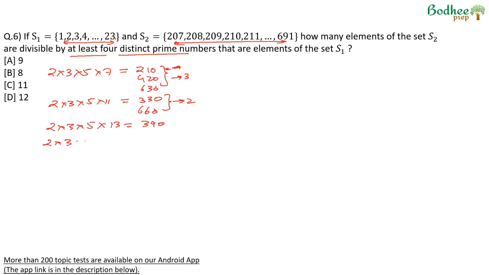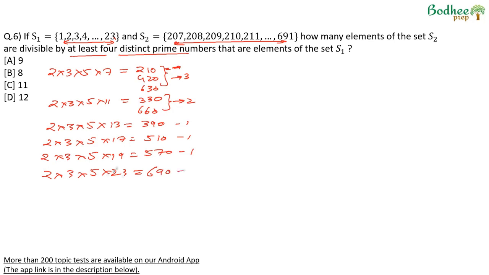So only one number. 2, 3, 5, 17. 17 into 3 is 51, into 10 is 510. 2, 3, 5, 19. 19 into 3, 57, into 10, 570. Cannot be doubled. 2, 3, 5, 23 is the next prime number. So 23 into 3 is 69, into 10 is 690, still in the range. And we come to the end of the range of S1.